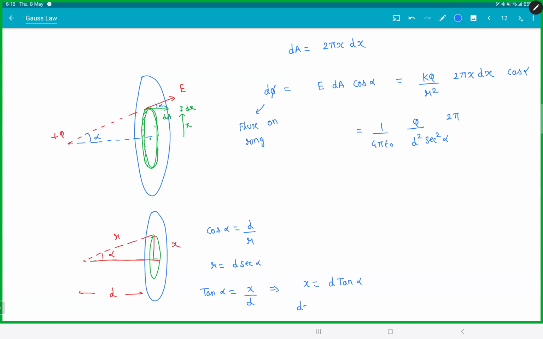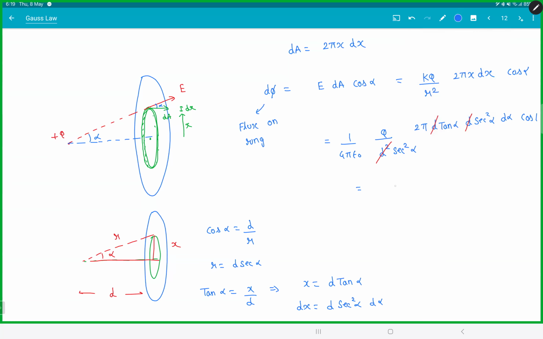If you differentiate this, you'll get dx is equal to D sec square alpha d alpha. So I'll just dump everything here. So this guy will be 2 pi D tan alpha, and dx will be D secant square alpha d alpha and cos alpha. Then I brought everything in alphas. And then, yeah, the D's will cancel off.